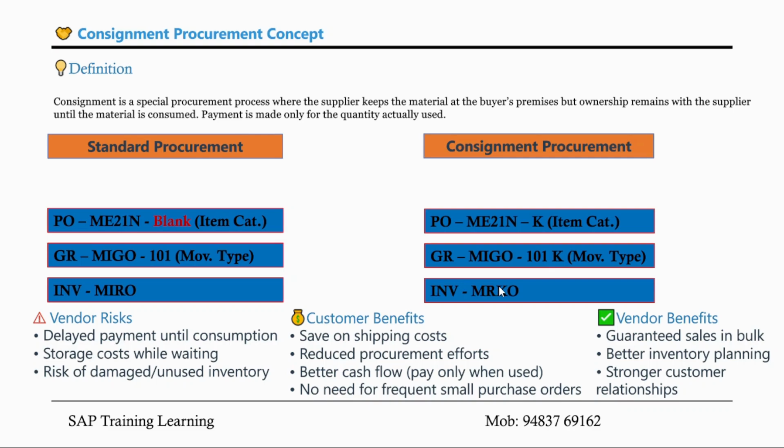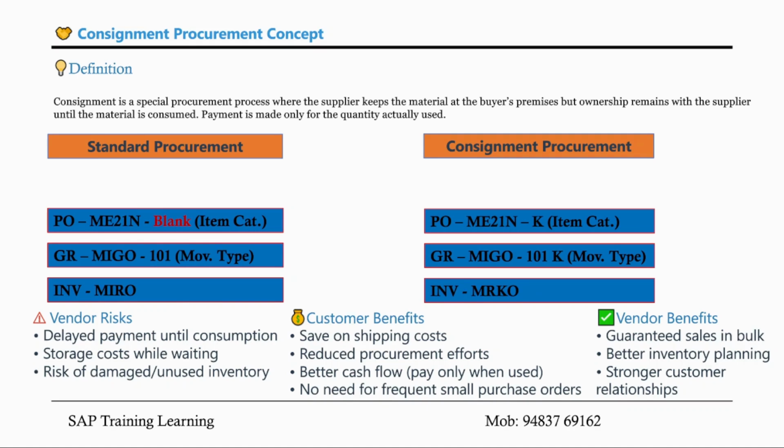You have received consignment stock, and you started consuming it. Only when you start consuming the stock do you have to settle the vendor on a usage basis. In the standard case, you just verify the invoice: how many products and what quantities you ordered against the PO, how many were received in the GR, and against that you verify the invoice and make the payment. Here we can't use MIRO. Instead we use MRKO. So this is the difference in the SAP system.